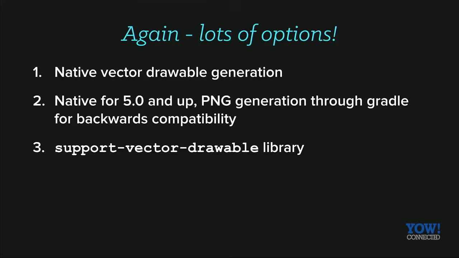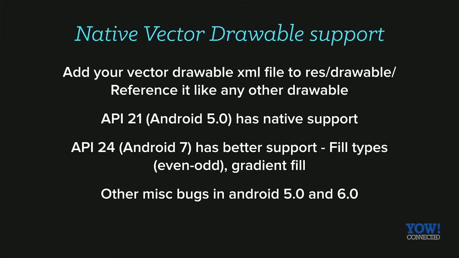Again, there are lots of options for how we can do this. There's actually 3 different ways that we can display SVGs inside our app. So let's run through them all. The simplest and the first and most obvious way of showing SVGs in Android is just to use the native vector drawable support that came along in Android 5. It's really simple and straightforward.